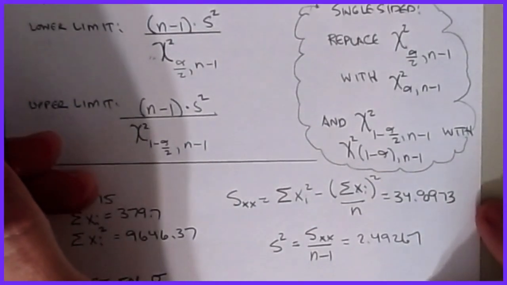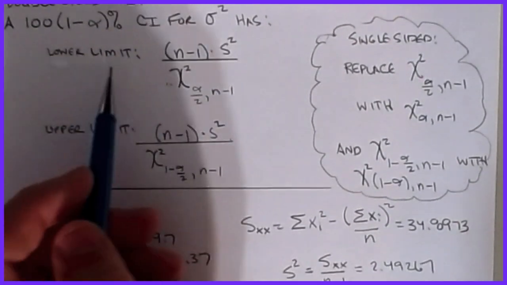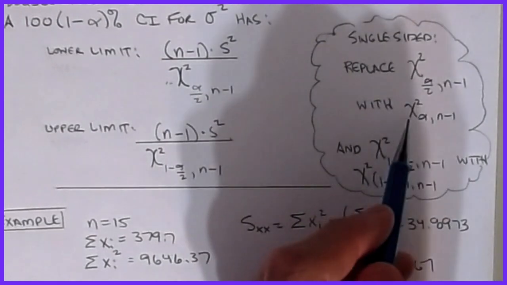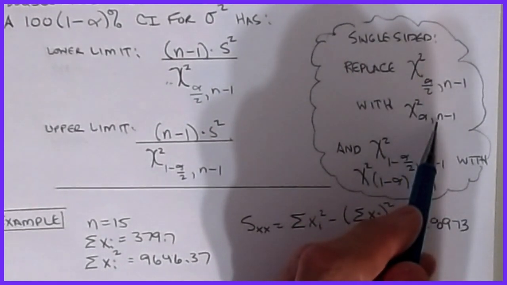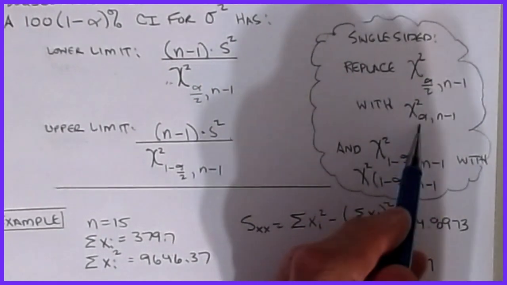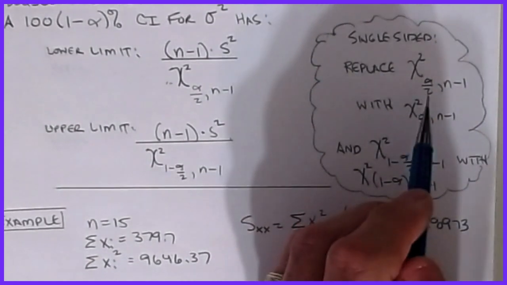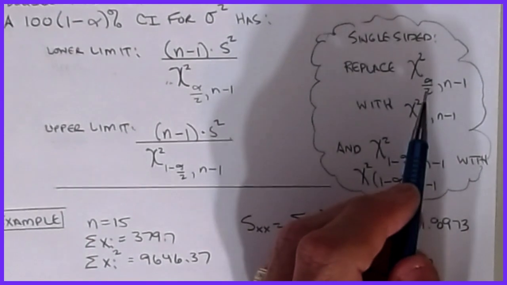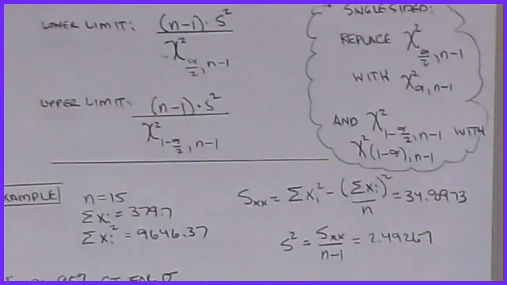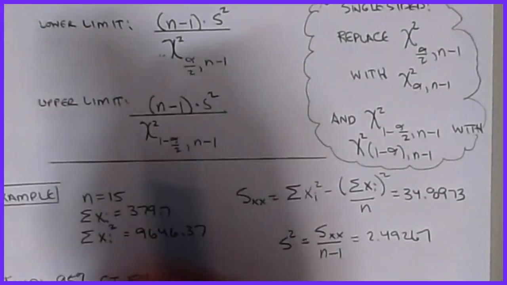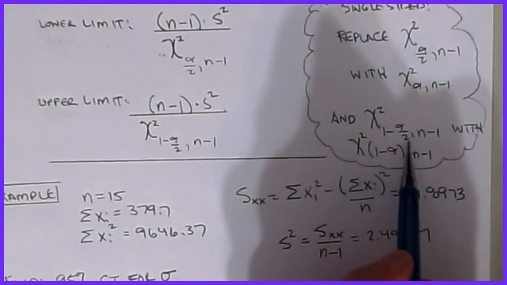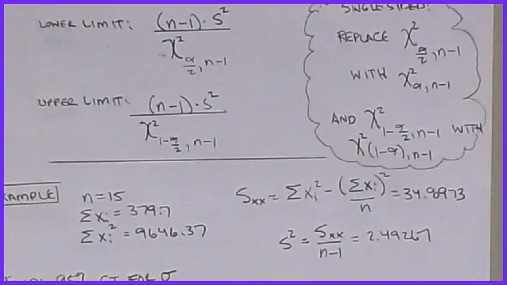For a single-sided interval, if you want the lower limit, you're going to replace that lower statistic with chi squared alpha and n minus 1. So notice we're not dividing alpha by 2 here. That's the shift, exactly what we talked about with double-sided in the previous video. If you need to go back and take a look at those, please do so. Likewise for the upper limit, I'm taking this statistic and replacing it with 1 minus alpha as the parameter, so you're just changing the percentage that you're looking for.